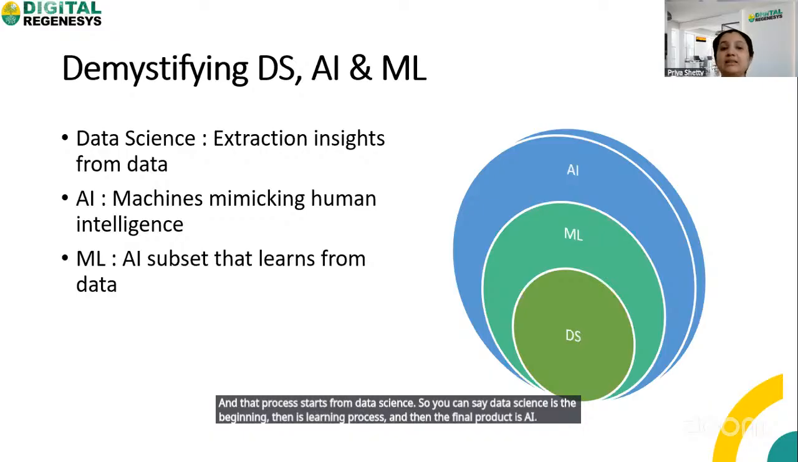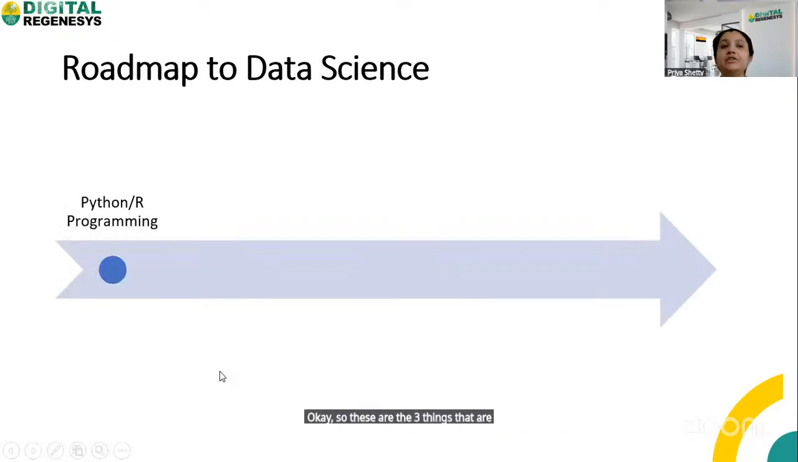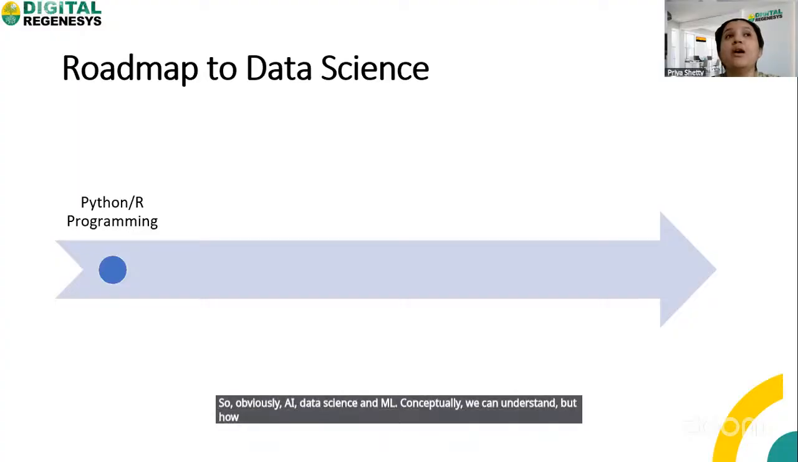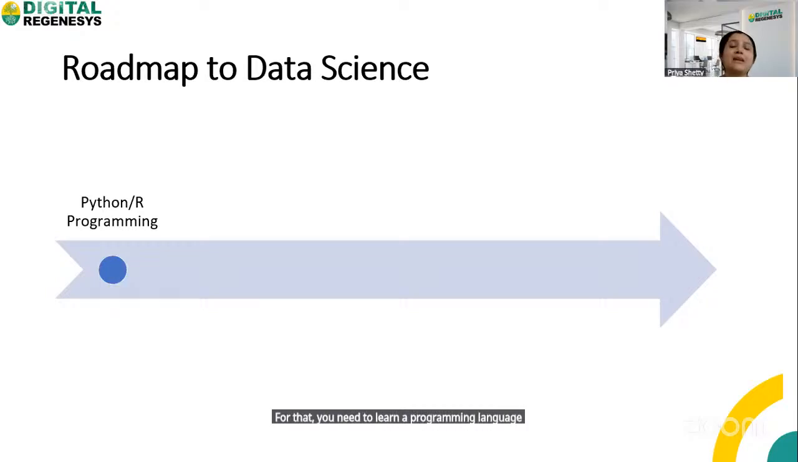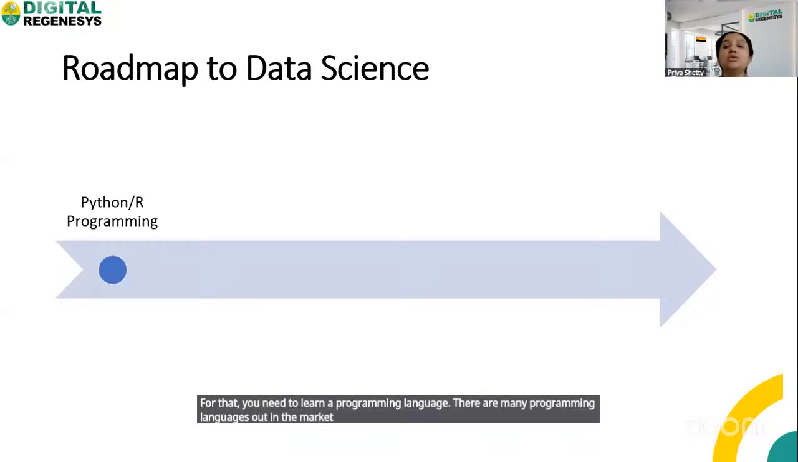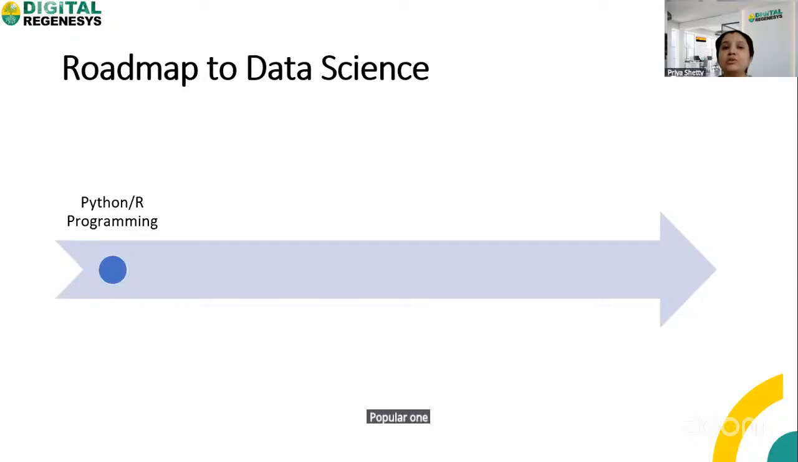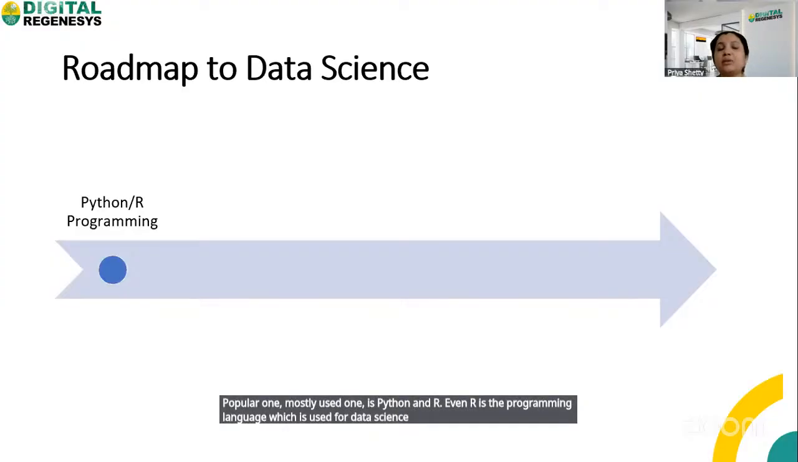So these are the three things that are important, and the journey starts from Python. Obviously, AI, data science, and ML, conceptually we can understand, but how to implement them and use them in real-time applications? For that, you need to learn a programming language. There are many programming languages in the market, but the most popular, mostly used ones are Python and R. R is also used for data science. But we will start with Python.